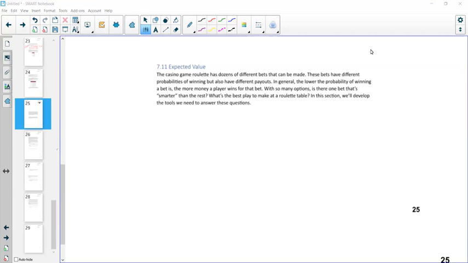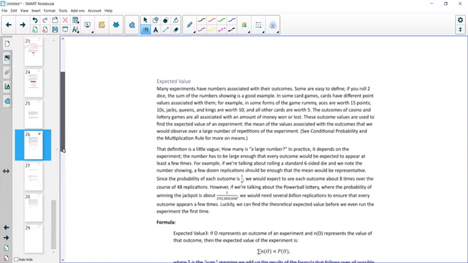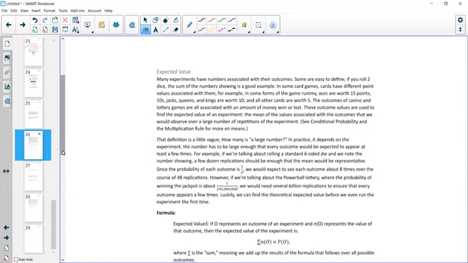With so many options, is there one bet that's smarter than the rest? What's the best play to make at a roulette table? In this section, we'll develop the tools we need to answer this question. So what is expected value?